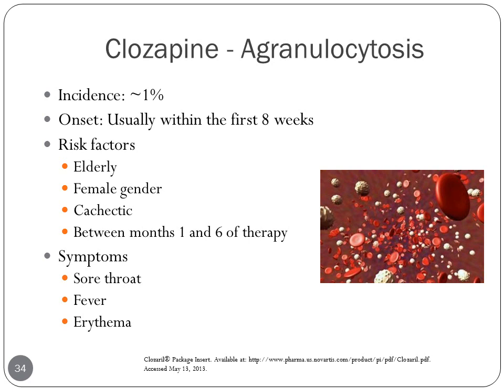The onset is usually within the first 8 weeks, and higher risk is with elderly patients, those that are female, and those that are very malnourished or underweight, and then again, usually within 1 to 6 months of therapy, but typically within the first 8 weeks. The symptoms are pretty nonspecific. It's things like sore throat, fever, and erythema. Of course, you can also check a WBC and ANC level. Agranulocytosis is defined as an absolute neutrophil count less than 500.